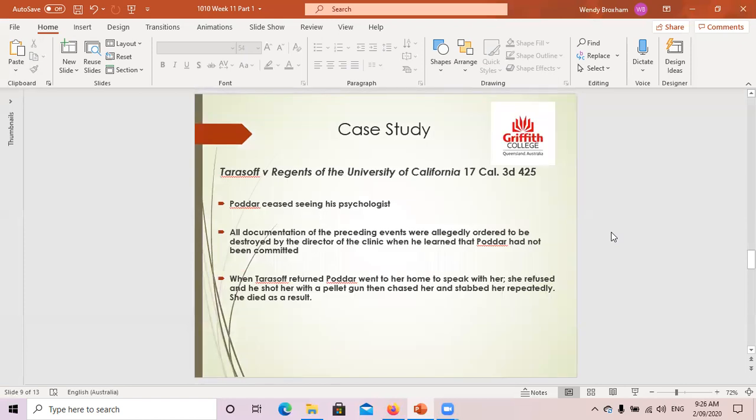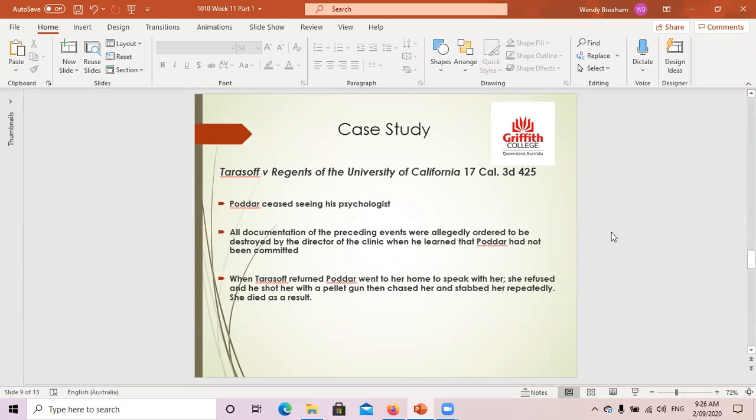Once the campus police spoke to Potter, he ceased seeing his psychologist because he might have felt that he couldn't trust any of these medical professionals anymore because they'd gone to the police. Then all the documentation was allegedly ordered to be destroyed by the director of the clinic when he learned that Potter had not been committed.